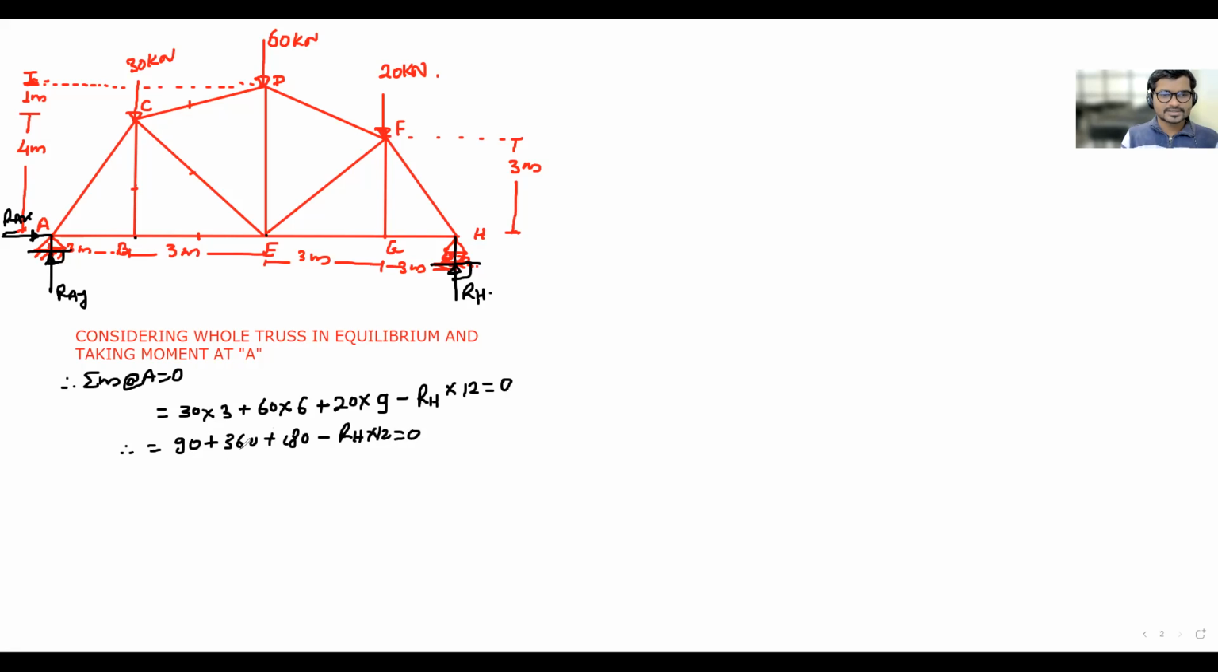270 and 360, how much does it come to? 400, 530, 630. So 630 minus RH into 12 equals to 0. Therefore, minus RH into 12 is equal to minus 630.